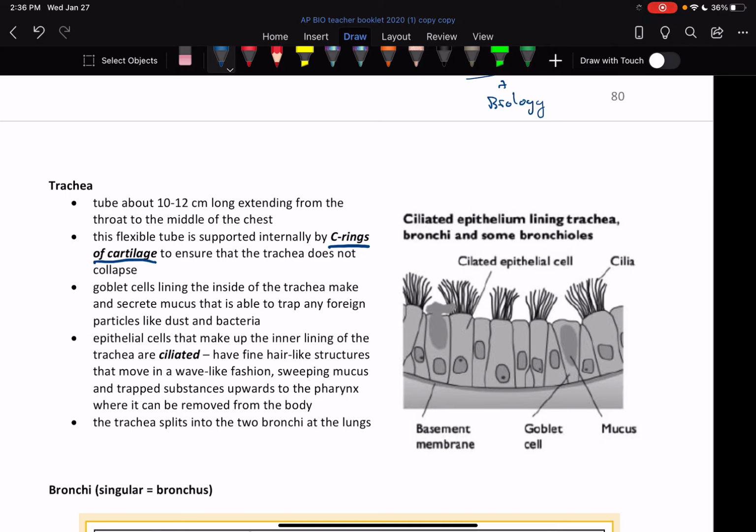Now, we have these cells all through the trachea called goblet cells, and they secrete mucus. And that sticky mucus is meant to trap foreign particles like dust and bacteria, okay? Epithelial cells make up the inner lining of the trachea, and they're ciliated. So these cells on the inside of the trachea also have these cilia, and you can see in a picture here these hairs floating out. So it's not hard to believe that they are like a filter, right? Because they're kind of hairy, and you can see how things might get caught in them as they travel down the trachea, okay?